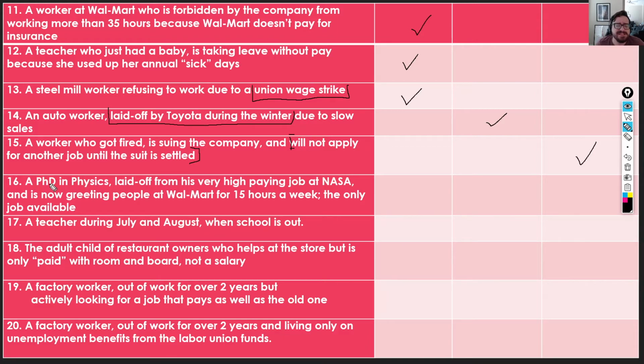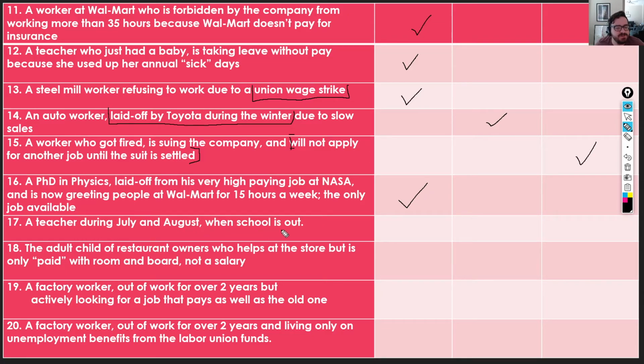Person with a PhD in physics laid off from his very high-paying job at NASA. Okay, sounds unemployed. And is now greeting people at Walmart for $15 a week. Okay, that sucks, but that person's employed. This is called being underemployed. It's when you have a lot of qualifications for very high-skilled jobs, but those jobs are not available, so you have to work part-time. It's underemployment. Someone who's trying to work full-time but is stuck working part-time.